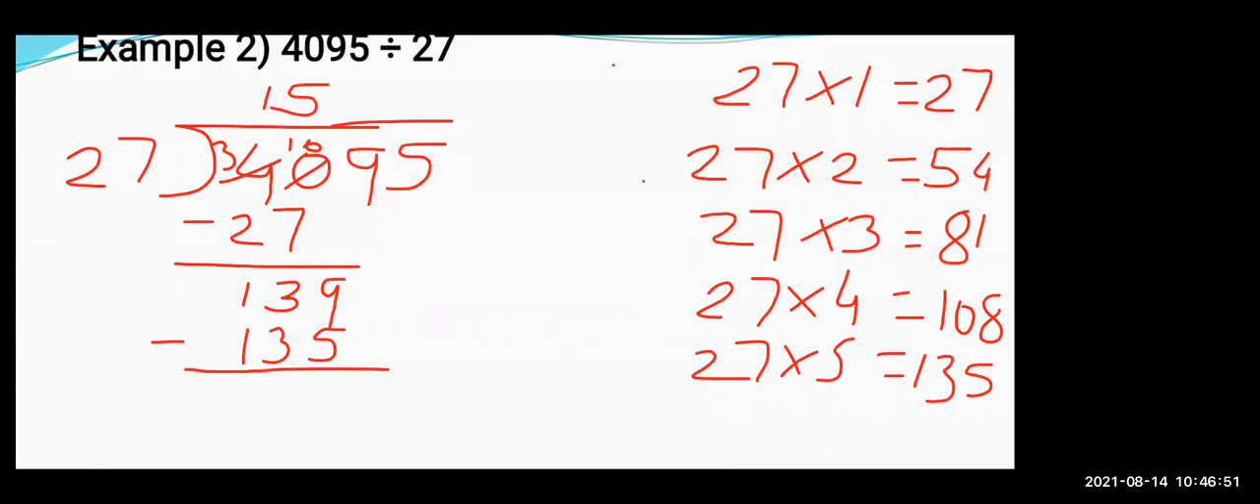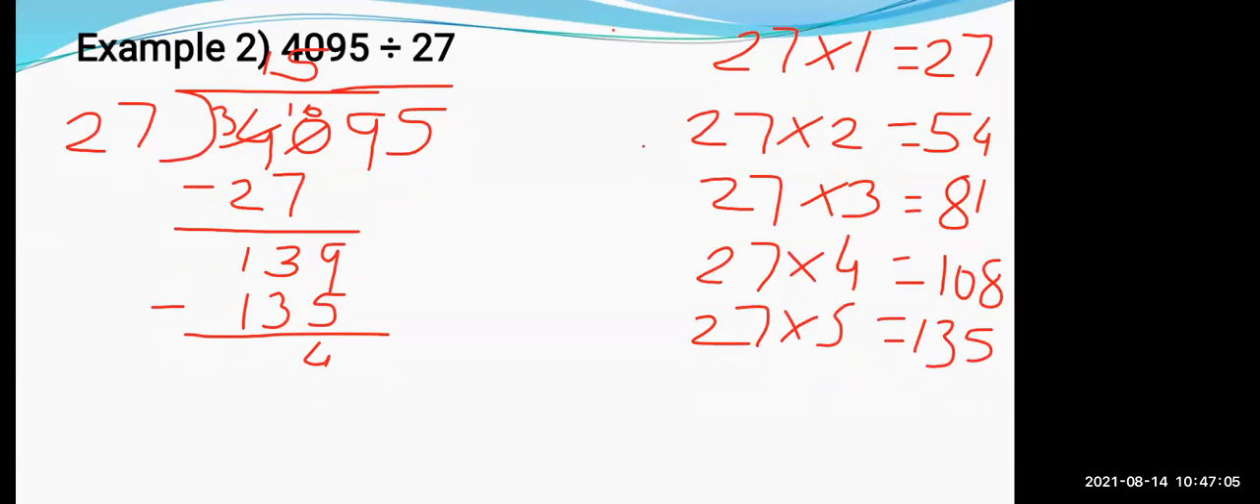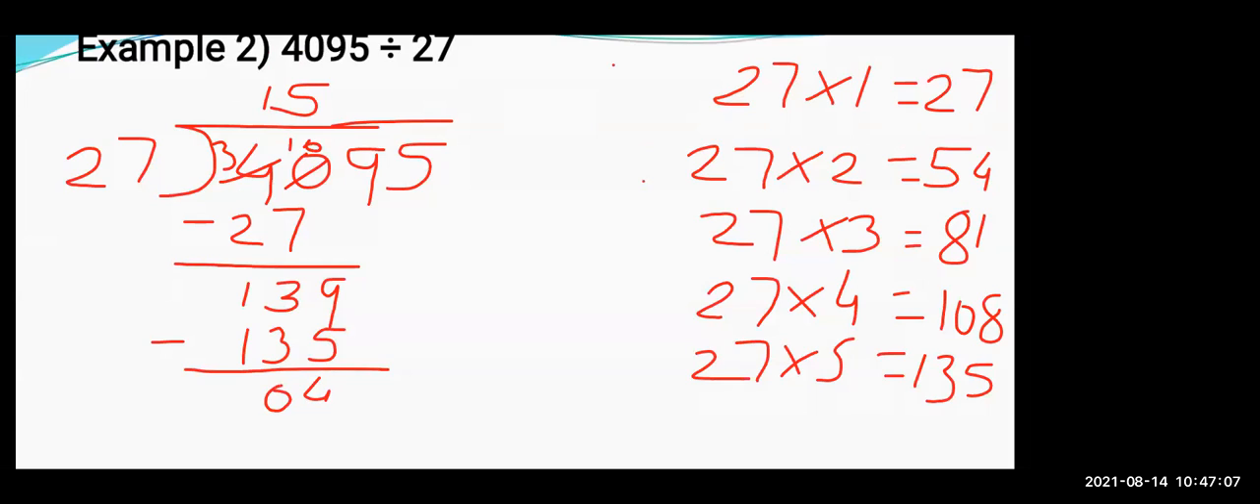9 minus 5. Yes, 9 minus 5 will become 4. 3 minus 3. Yes, 3 minus 3 will become 0. 1 minus 1, 0. Chalo, next what should I take? I should take the number 5. Now 45. Chalo, 27 times.